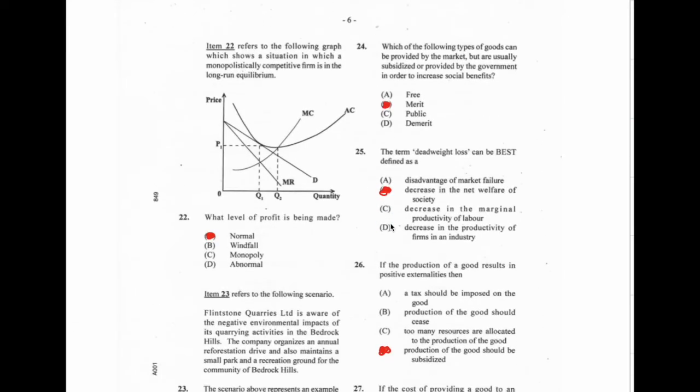22 says what level of profit is being made, and that is A, normal profit. We see that because if you go along the line where MR equals MC right here, you go up all the way to the demand curve. You find that price is right there and cost is right there as well. So price is equal to cost. That's normal profit, where AR equals AC. And you can see it right here. AR, which is the demand curve, is equal to AC.